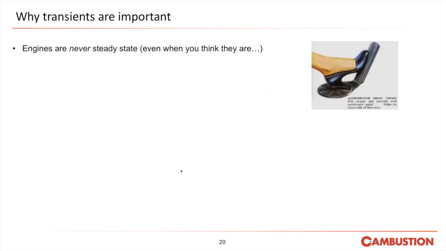So I'm going to talk about combustion specialty, which is fast response. Engines are never steady state, even when you want them to be, even when you try very hard to make them be. At 1500 RPM, which is not that fast, the exhaust stroke lasts just 20 milliseconds in a four stroke.